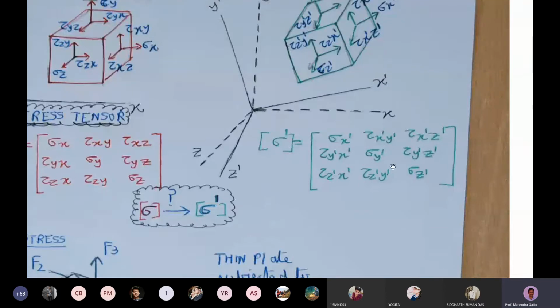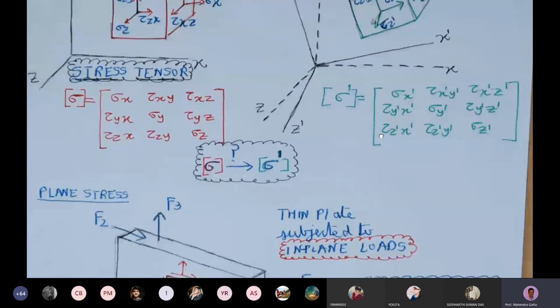So sigma x prime, sigma y prime, sigma z prime, and tau x prime y prime, tau x prime z prime. Similarly, tau y prime x prime. If you look carefully here, this is a symmetric matrix because tau x prime y prime is equal to tau y prime x prime. Similarly, tau x prime z prime is equal to tau z prime x prime. Both should be equal. And tau y prime z prime is equal to tau z prime y prime. So this is a stress tensor.